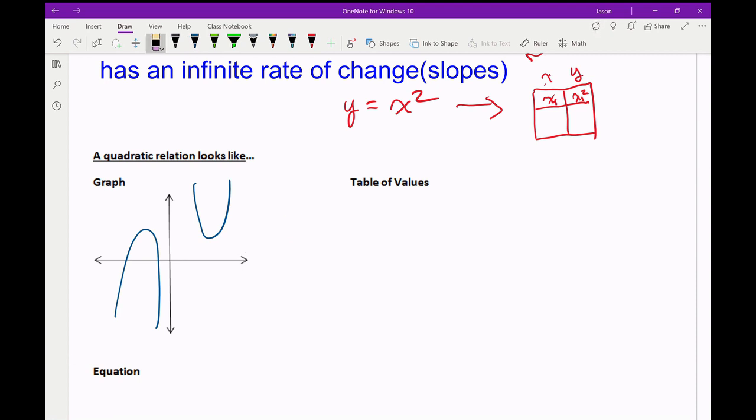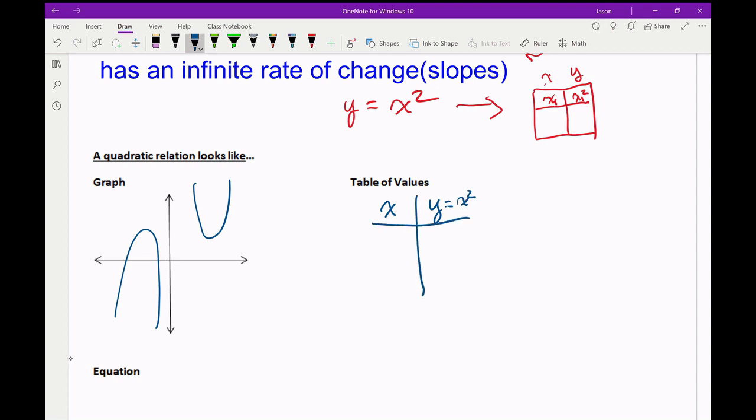Now, based on our table of values, right? Let's go over the table of values that we were studying. So we had the following: x and y, which was equal to x squared, right?